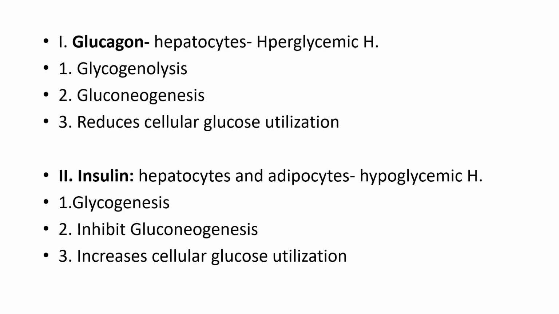The glucagon that is secreted from the alpha cells acts on the hepatocytes, and it is a hyperglycemic hormone. By the mechanisms of glycogenolysis and gluconeogenesis, and by reducing cellular glucose utilization, in this way it increases the blood sugar.